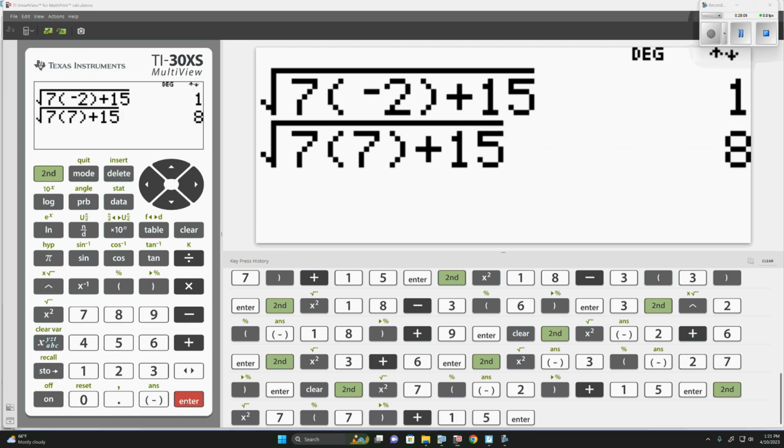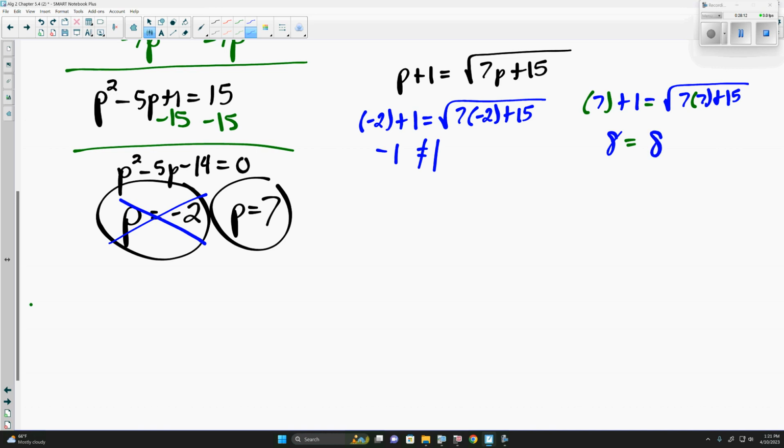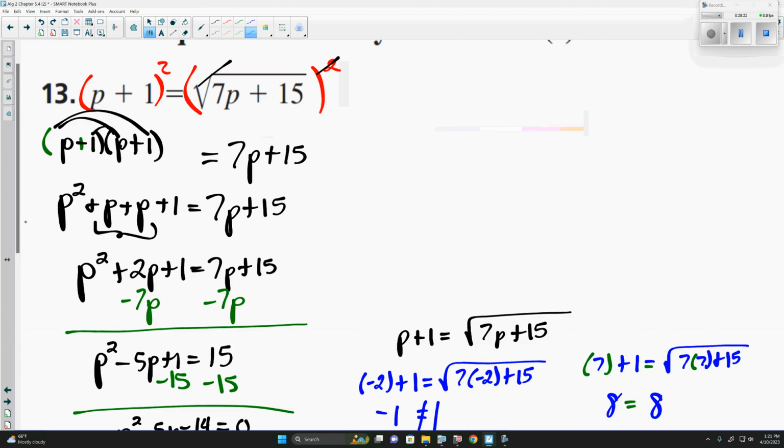The other side is also 8. So p is indeed equal to. So with having two terms on the other side, did it make it any more challenging or difficult? No. The only thing we had to pay attention to was especially doing the p plus 1 times p plus 1 and making sure we actually multiplied that out.